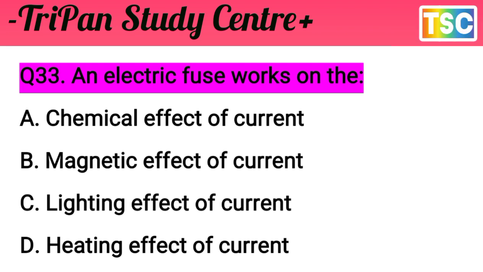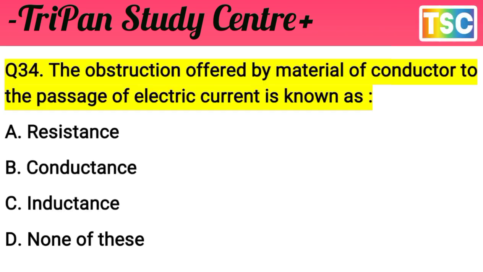That is, A, B, C is totally wrong. The electrical fuse works on the heating effect of current. There is a fuse, it heats up and breaks down. It means the heating effect of current. That's the D option, correct here. D option is correct. The heating effect of current on the electrical fuse works there.